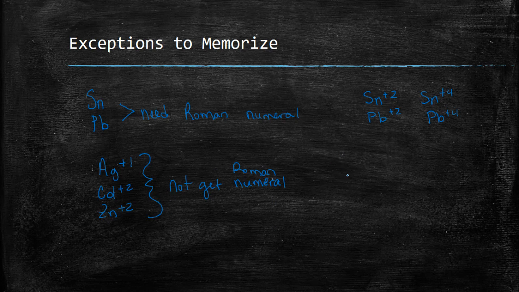So for example, if you were going to name this right here, you would simply call it silver chloride. You would not call it silver 1 chloride.